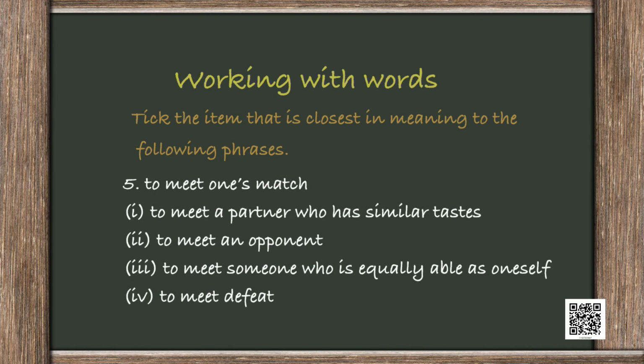To meet one's match. Okay. To meet a partner who has similar tastes. To meet an opponent. To meet someone who is equally able as yourself. Or to meet defeat. To meet someone who is equally able as oneself. Okay, could you use that in a sentence for us? Novak Djokovic found his match in Rafael Nadal in the French Open of 2020. Okay, all right, wonderful.